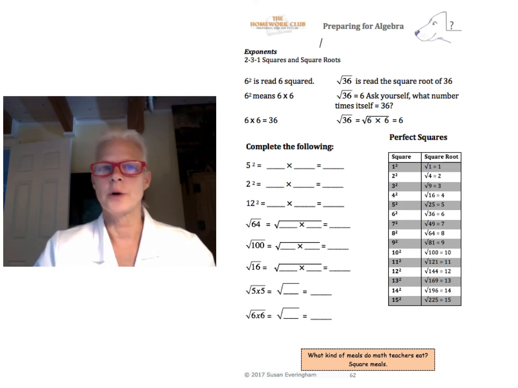Page 62, we're into exponents. Exponents are really actually quite fun. They just make a lot of sense. 6 times 6 is 36, therefore 6 squared is 36. The square root of 36 is 6.